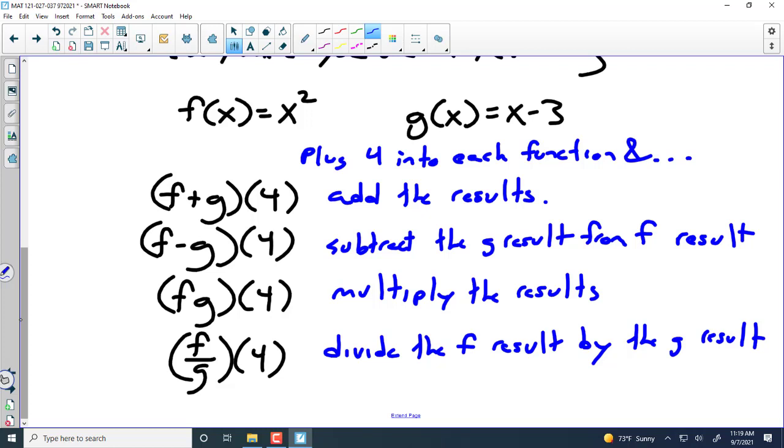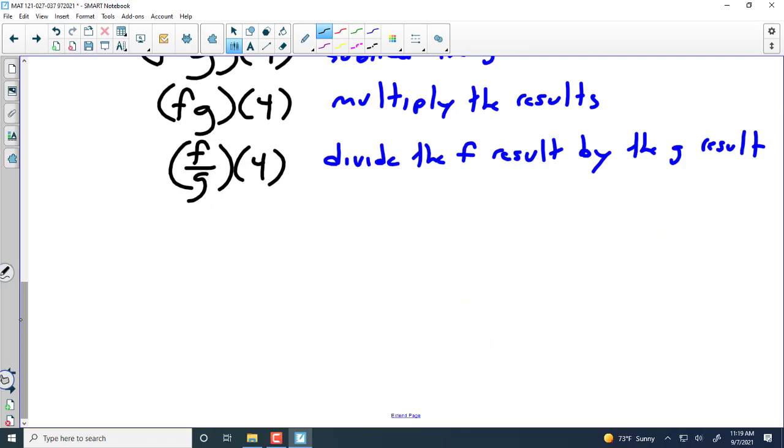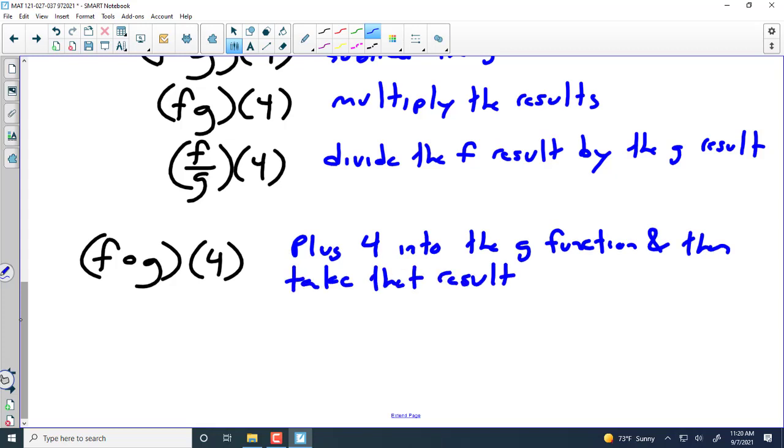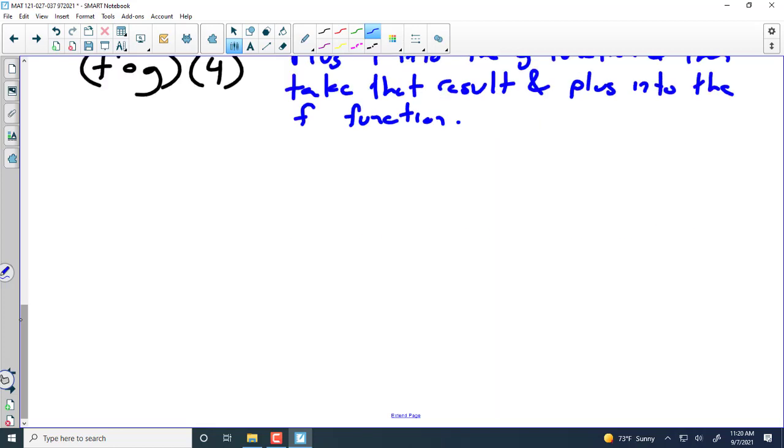What messes people up is the composition, because if you have this, this means plug 4 into the G function and then take that result and plug into the F function. So this one, you don't do both of them separately and then do something. You actually do it all at once. What you do is you plug the number into one of the functions and you take that result and plug it into the other one. In fact, this is sometimes written like this, everyone.